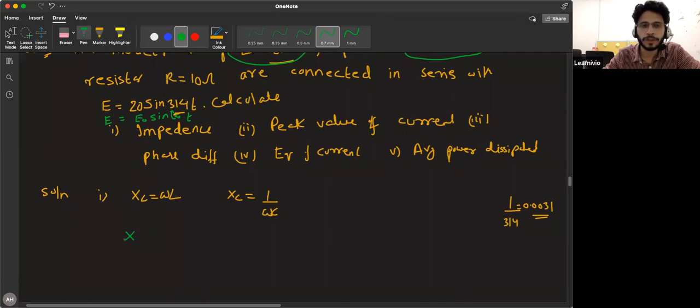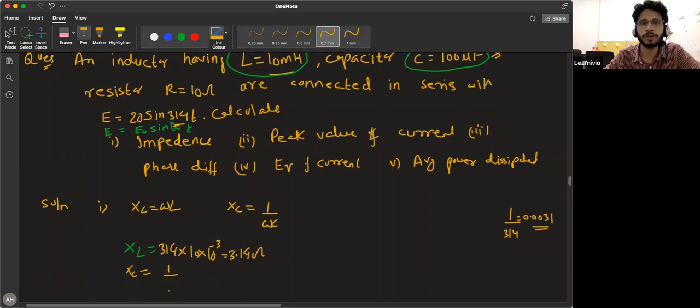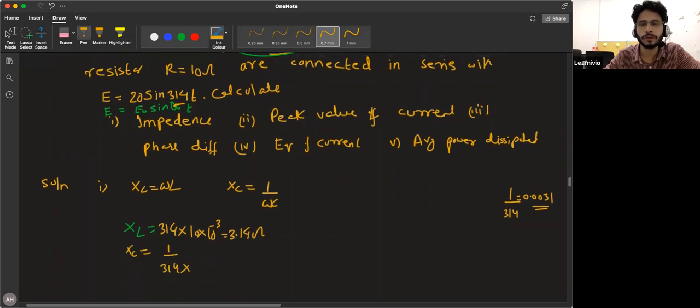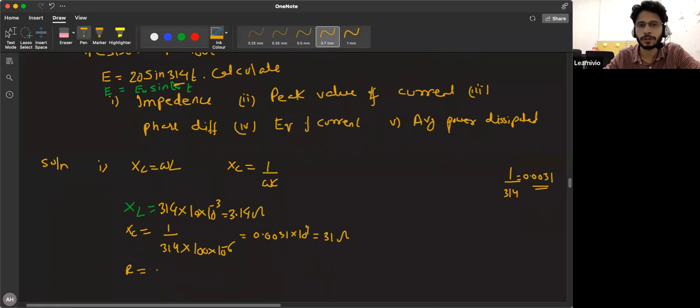See, let's first calculate XL, then we decide who is correct. So XL is omega L. How much is omega? It's 314, into L. L is 10 millihenry, so that's 10 into 10 raised to the power minus 3. So it comes out to be 10 raised to the power minus 2 times 314, that is 3.14. That's XL. When we calculate XC, it's 1 by omega C. Omega is 314 and C is 100 microfarad, so 100 into 10 raised to the power minus 6. So it's 0.0031 into 10 raised to the power 4. It's something around 31. And your resistance is 10 ohm.